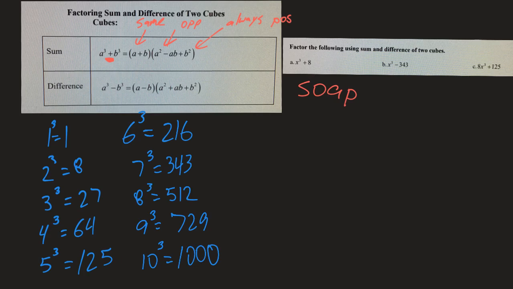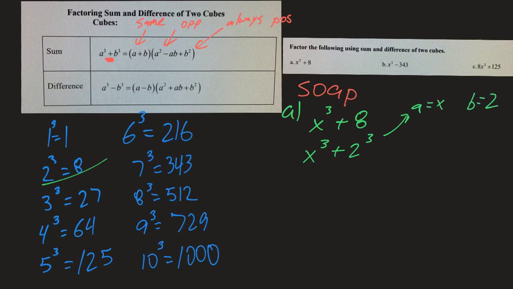Okay, let's see how that's going to apply. We'll do the first example pretty quick here. If we look at A, we see x cubed plus 8. And I see that 8 is 2 cubed. So here we go. This is x cubed plus 2 cubed, which means if you wanted to really think about it, I'm going to set A as being x and B as being 2. And we're just going to fill in our formula. We're going to use the sum formula here. A plus B is going to be x plus 2.